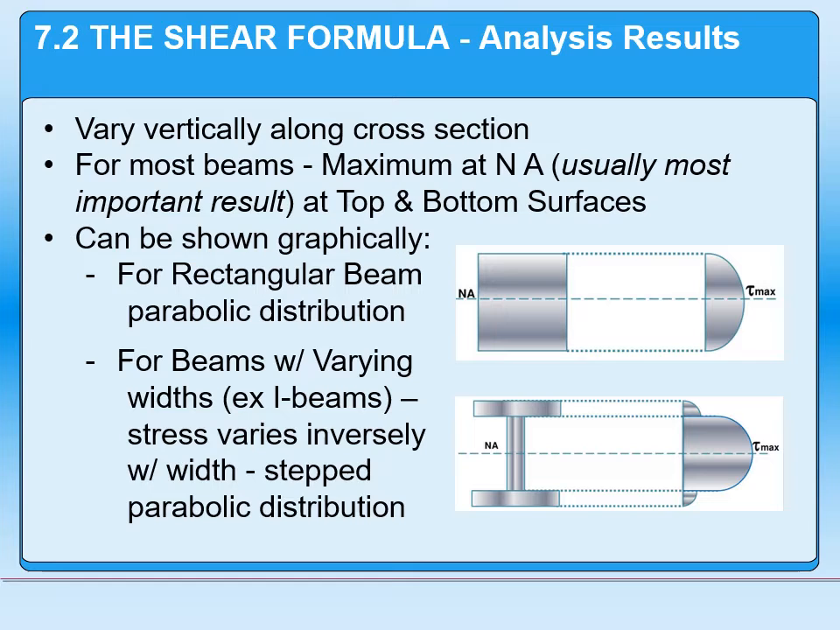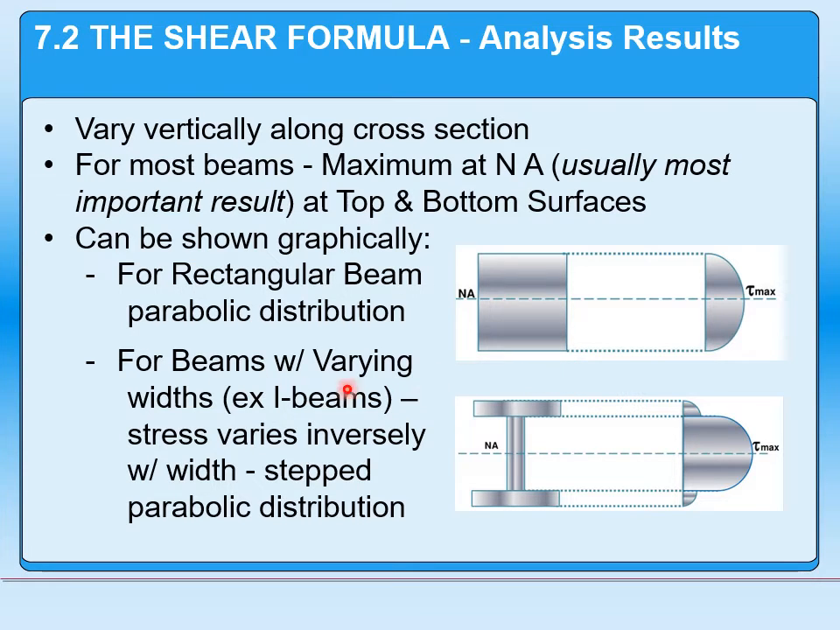These can be shown in a graphical representation. So for example, here is a rectangular beam, and we'll see that the shear stress is going to vary in a parabolic manner, where it's going to be maximum at the neutral axis and drop to 0 on both sides. Now this is if we have a beam that has a fixed cross section. Remember when we were looking at the stress, it was inversely proportional to the width of the beam.